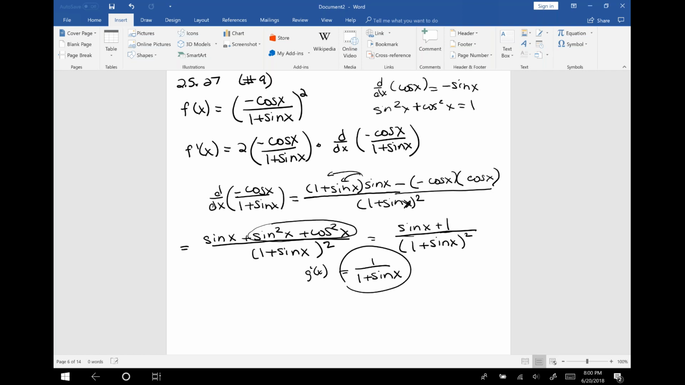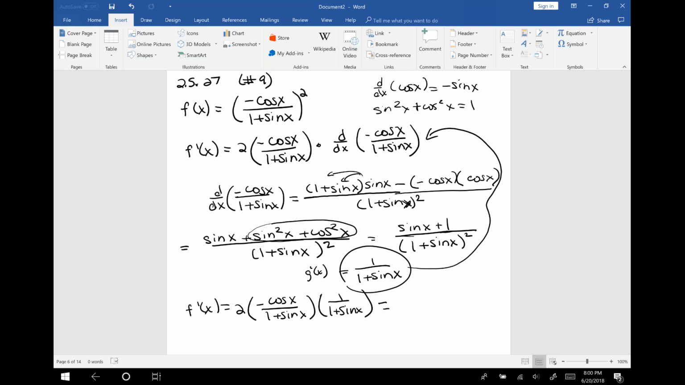So we have to do the same thing that we did before. We have to take this thing, go back up here, and plug it in where we said we were taking that derivative. So our f prime of x is equal to 2 times negative cosine of x divided by 1 plus sine of x, times 1 over 1 plus sine of x. And then simplifying this, we're going to get negative 2 cosine of x divided by 1 plus sine of x, and that thing is squared. And that's all you can do with that, so that will be your answer for that problem.